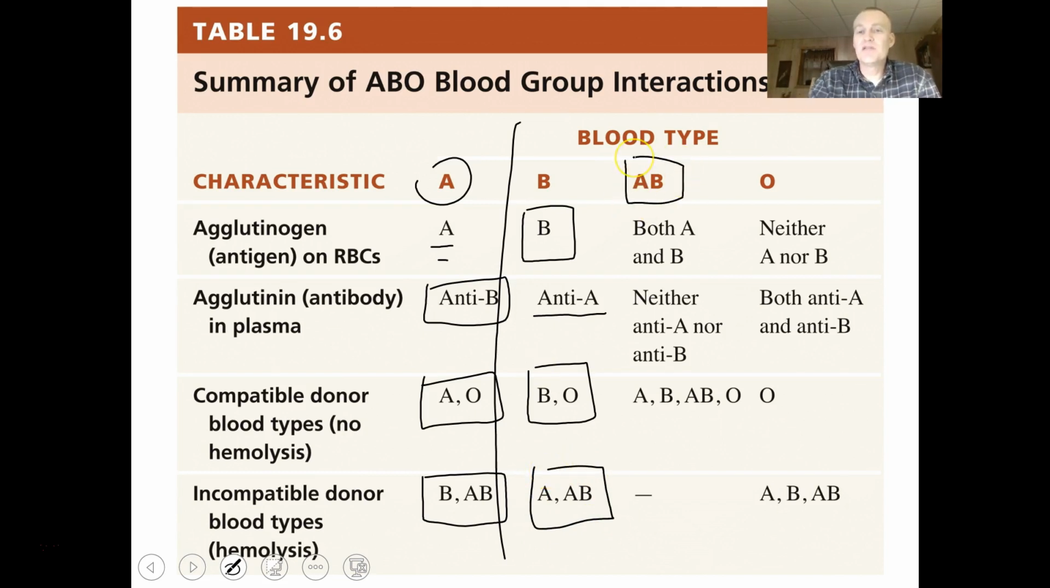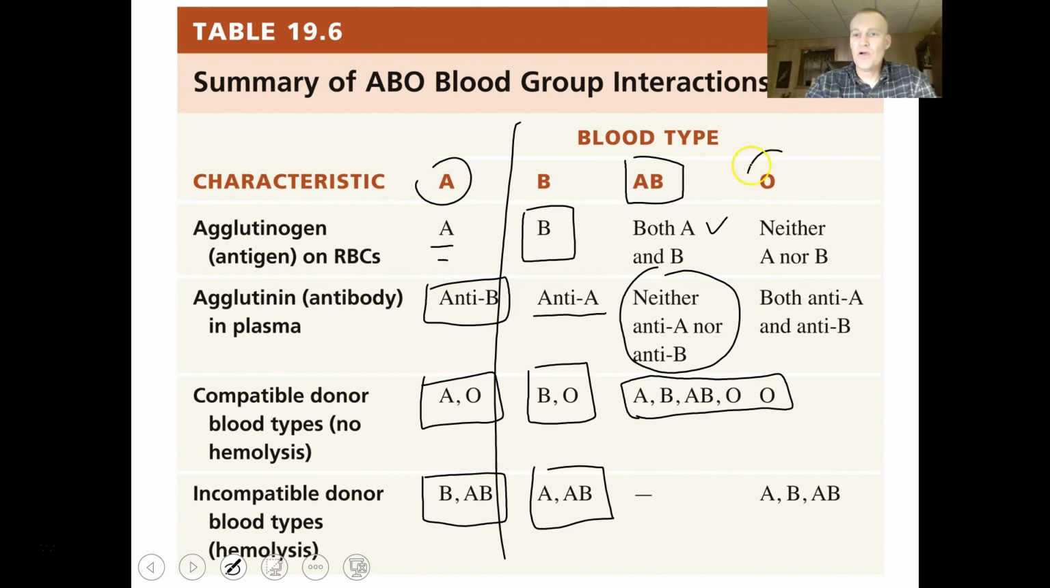So AB blood type has both surface antigens. They have neither anti-A nor anti-B antibodies. They can give blood to everybody. They are the universal donor. But they really are not compatible with anybody. Excuse me, they are typically incompatible with all blood types. My apologies on that. You can't give type AB blood to A people, B people, or O people.